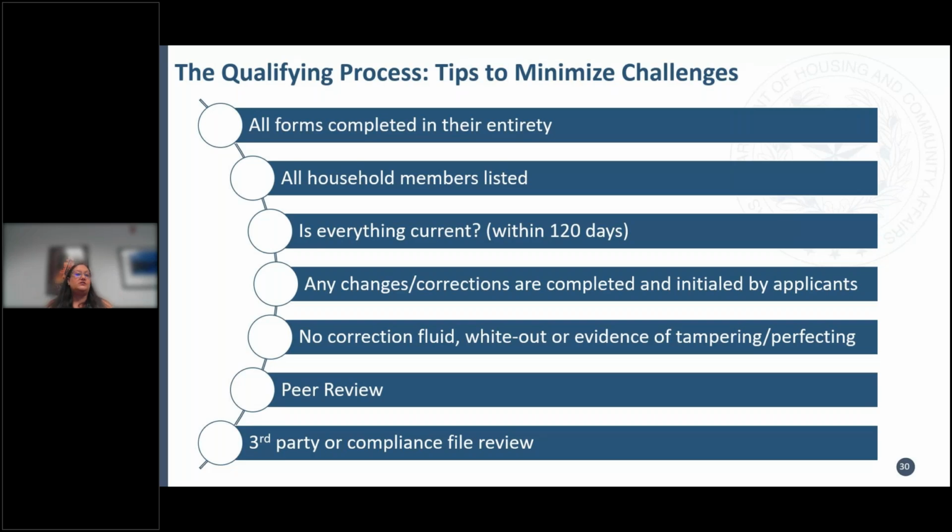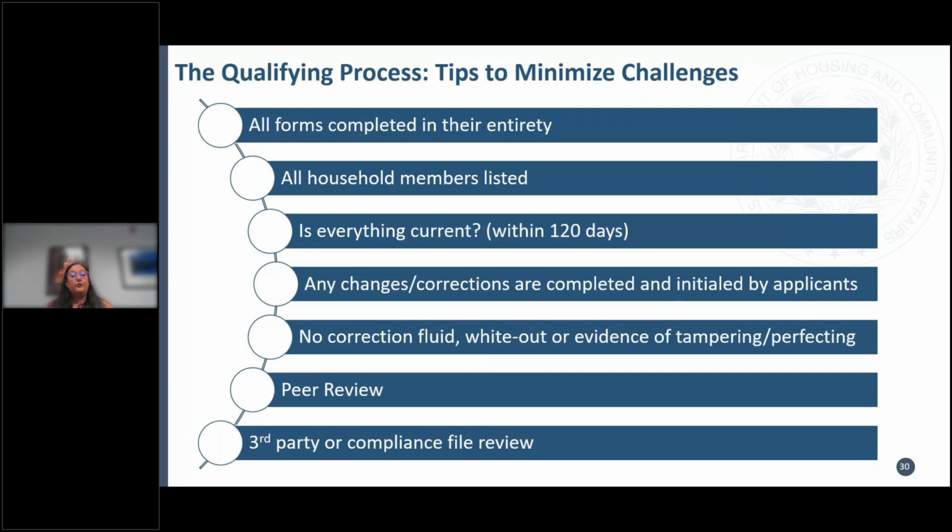And just as a customer service note, it is helpful to do that with them instead of making them come back. But I know you guys are busy and your offices are busy, and so sometimes that can't be avoided. Make sure all household members are listed. Make sure everything's current within 120 days. Any changes or corrections need to be initialed by the applicants. Please don't let us find correction fluid, whiteout, or evidence of tampering or perfecting.